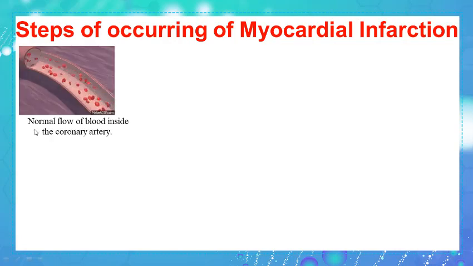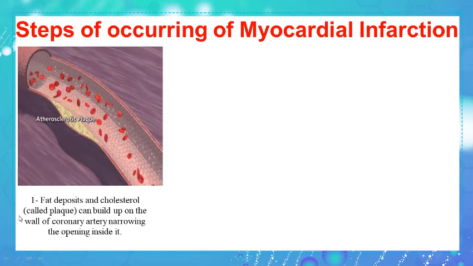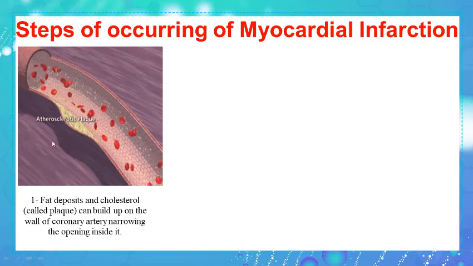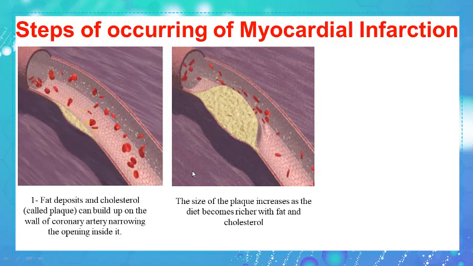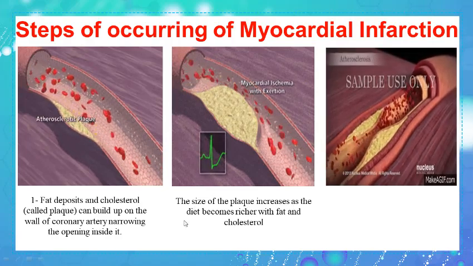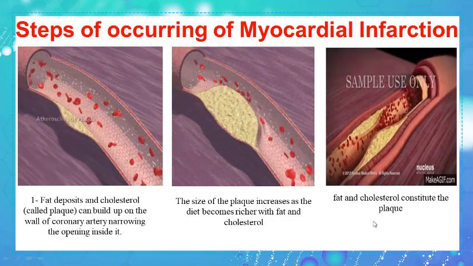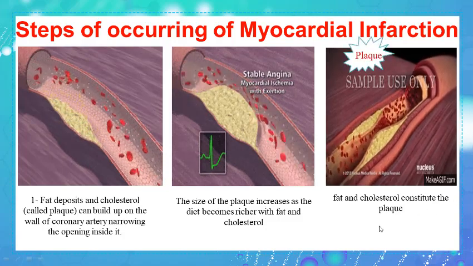Let's list the steps of occurring of myocardial infarction. In the first step, we have a normal flow of blood inside the coronary artery. Then the fat deposits and cholesterol, called plaque as we already mentioned, can build up on the wall of coronary artery, narrowing the opening inside it. The size of the plaque increases as the diet becomes richer with fat and cholesterol. And as we said, the fat and cholesterol constitute the plaque.